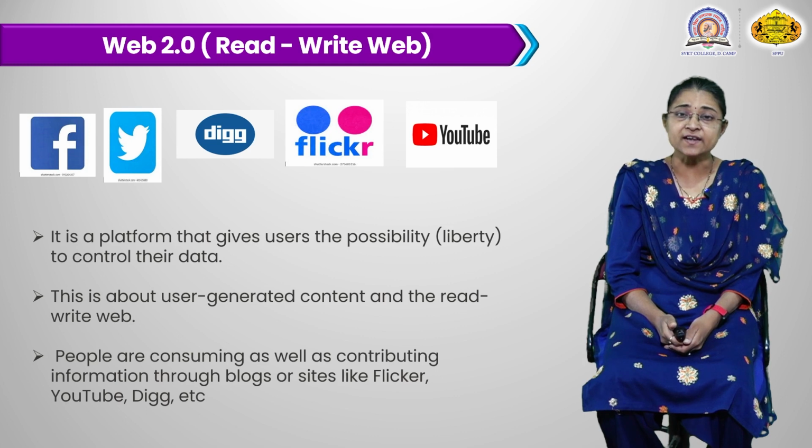1.0 was what? Static web. It was read only web, whereas Web 2.0 is what? Read and write web. For example, Facebook, Twitter, Dig, Flickr, YouTube, all are what? The Web 2.0 platforms which allow users to write their own content and share their content with each other in real time. So, this is about user generated content and the read write web. People are consuming as well as contributing information through blogs or sites like Flickr, YouTube, Dig, etc.